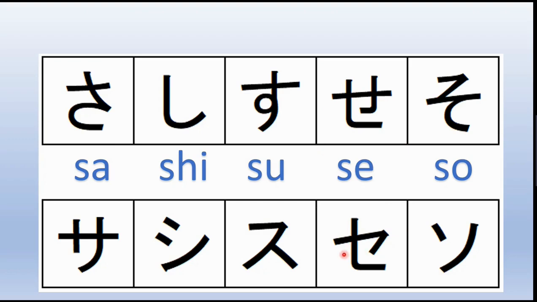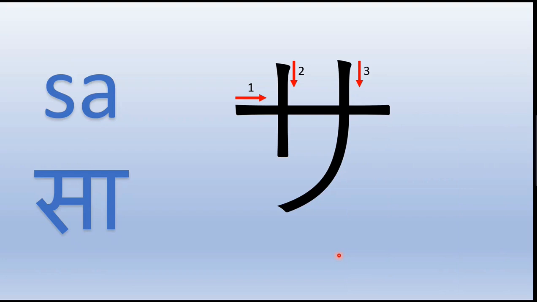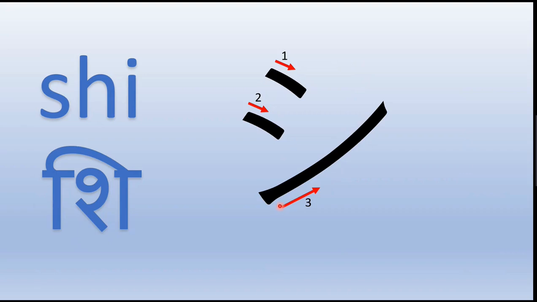So now let us see how to write the katakana alphabets of this line. First is sa. Sa is written using three strokes. The first stroke will be this straight horizontal line. The second stroke will be a totally vertical line, and the third stroke will be a vertical line that will bend towards the end and end here like this. So this is sa.